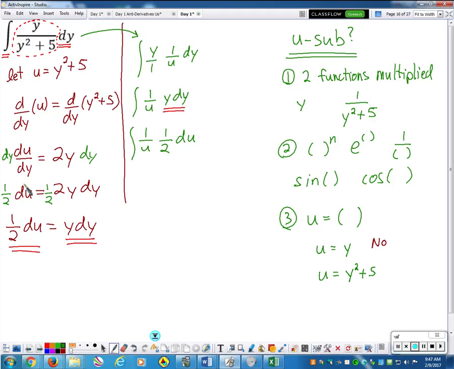Does u equal y squared plus 5 or 2y? U is equal to y squared plus 5. We figured out that 1/2 du is equal to y dy. Cool. So we come back over to the green side, do another substitution. Oh, we've done the substitution. Pull out the 1/2. So pull the 1/2 out.